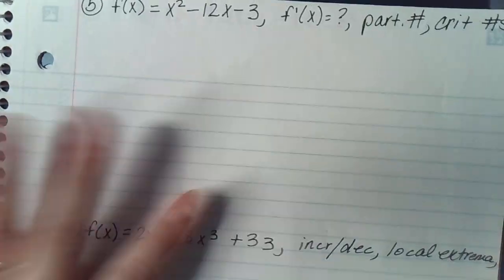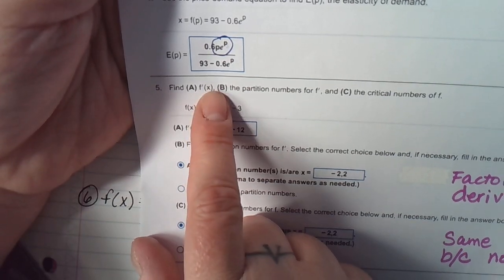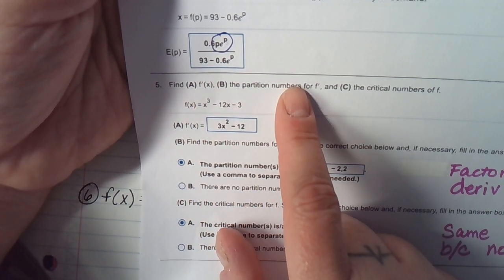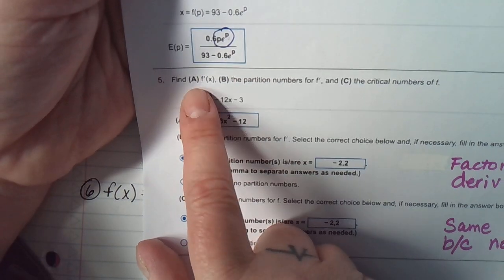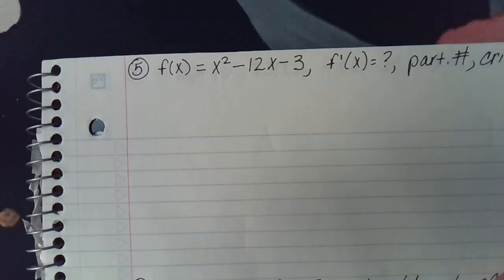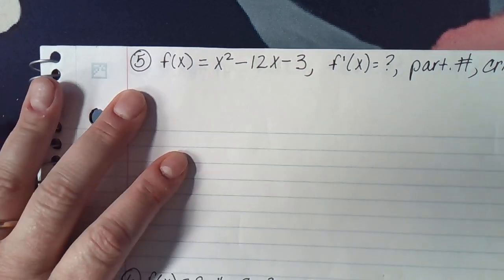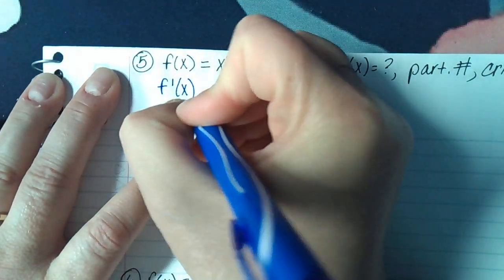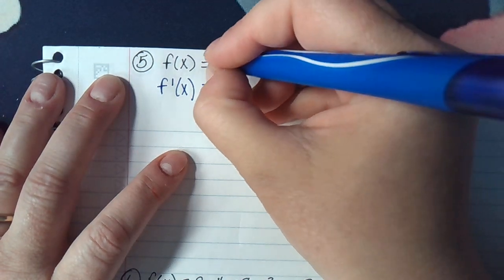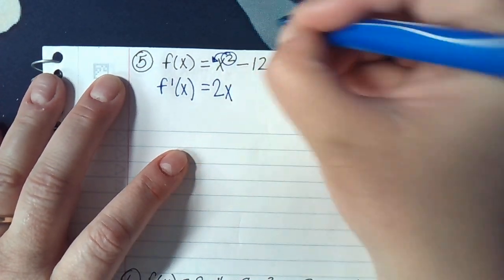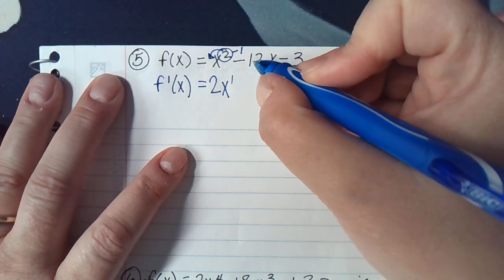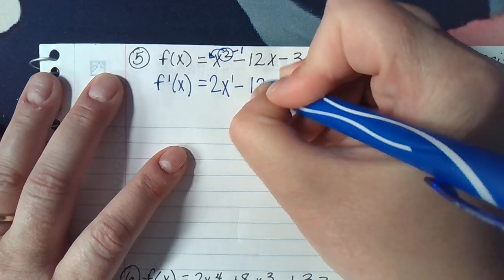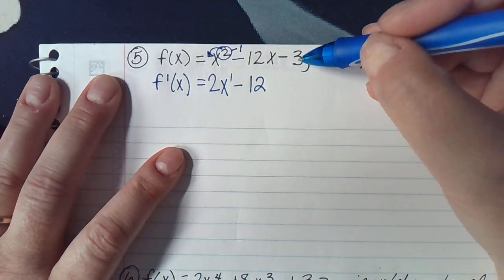Alright, let's keep going. Number 5 says find f prime, then the partition numbers, then the critical numbers. And they gave us an equation. Well, let's start out with part A, because we know how to do that. F prime means the derivative. F prime of x equals: take the exponent, bring it down in front, and multiply. 2x. Subtract 1 from the exponent. The derivative of a number times x just goes to that number, minus 12. And then the minus 3.